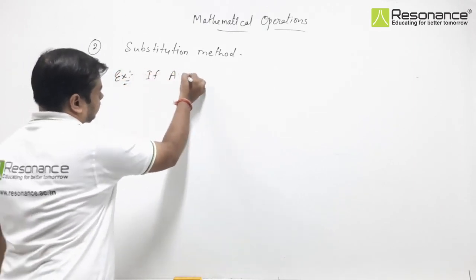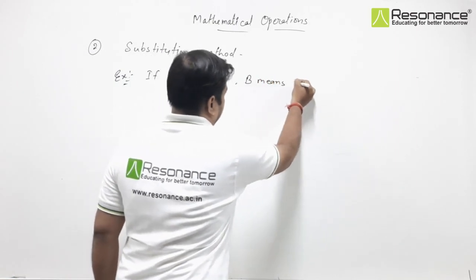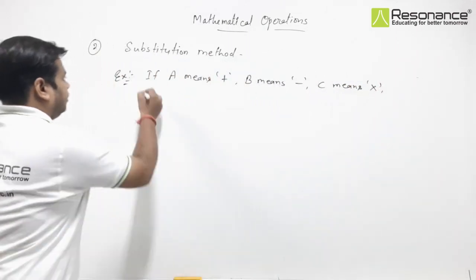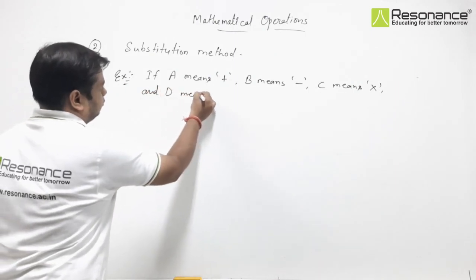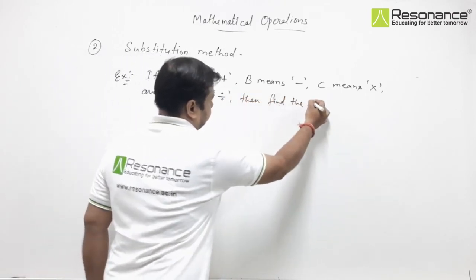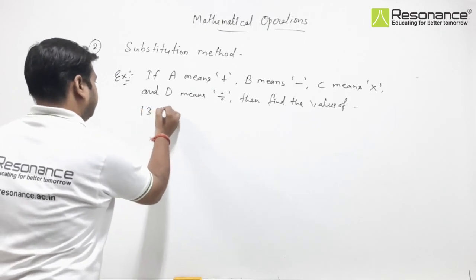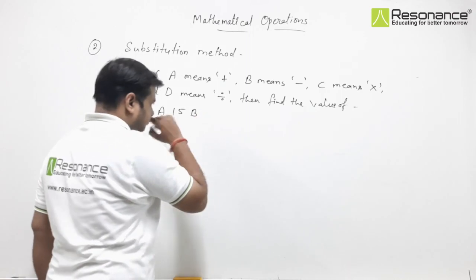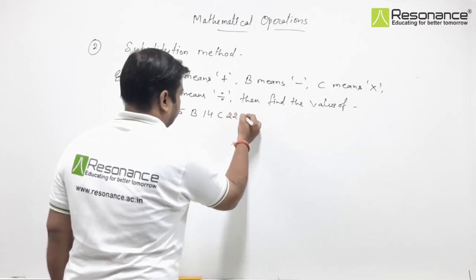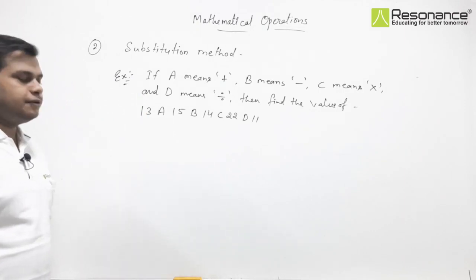If A means plus, B means minus, C means multiply, and D means divide, then find the value of 13A 15B 14C 22D 11. So we have to solve this equation.